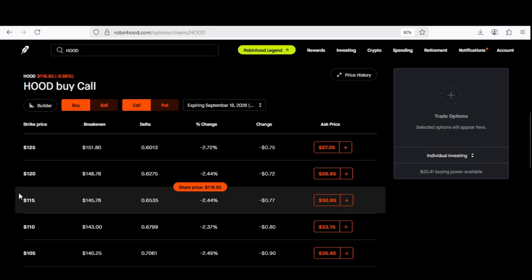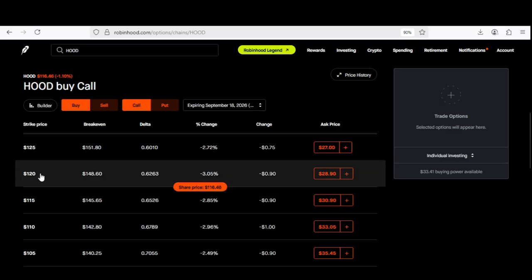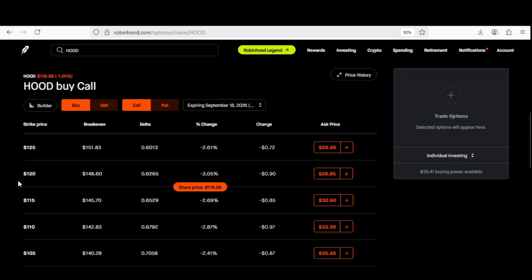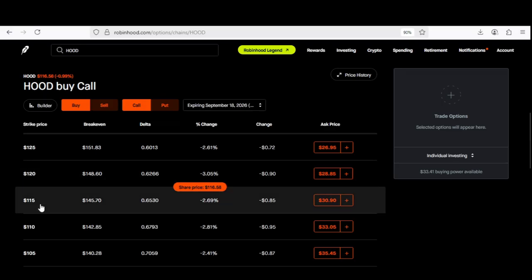Now, ATM or at the money, all it simply means is the strike prices that are going to be the closest to the share price. ATM, you always get 2 prices at the money. It's always going to be the price right below the share price and also the price right above the share price. So 120 and 115 are both known as ATM or at the money strike prices. So for the purposes of today's video, I'll be going with the 115 price at the money.